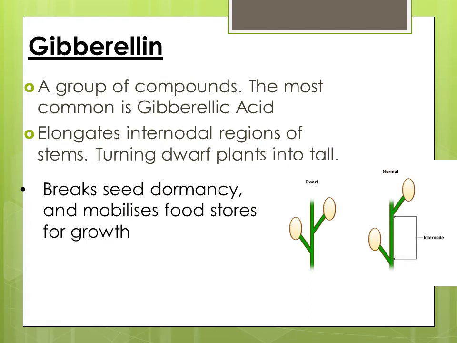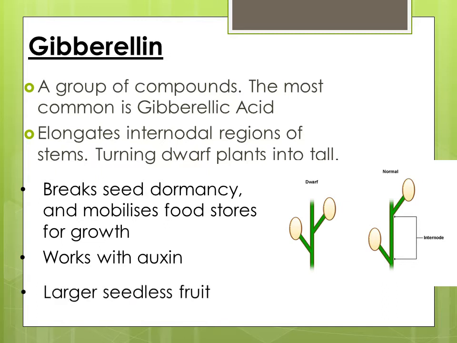Gibberellin is very important in breaking seed dormancy, and it does this by actually getting the food stores, the starch, broken down so that the plant can actually use it to grow. It works with auxin in this process and also in producing taller plants, and it can be involved in making fruits much larger. So if you expose gibberellin onto the plant, the fruit will stay on the plant for longer and the fruit will become bigger.